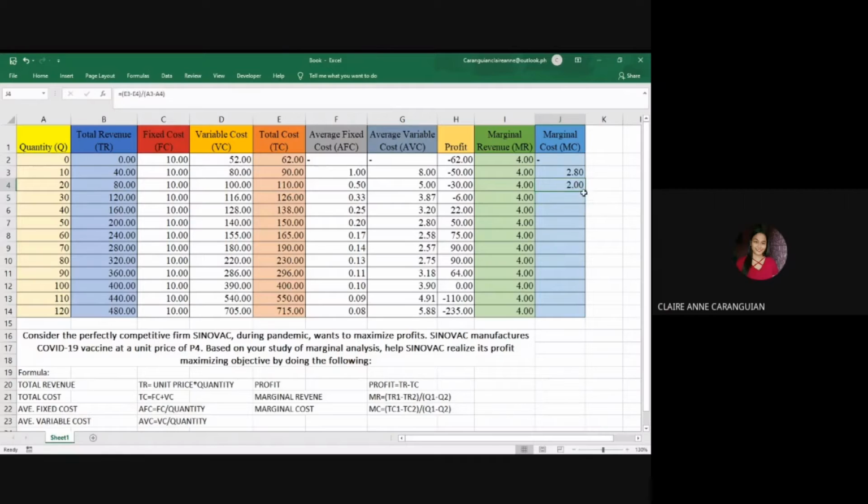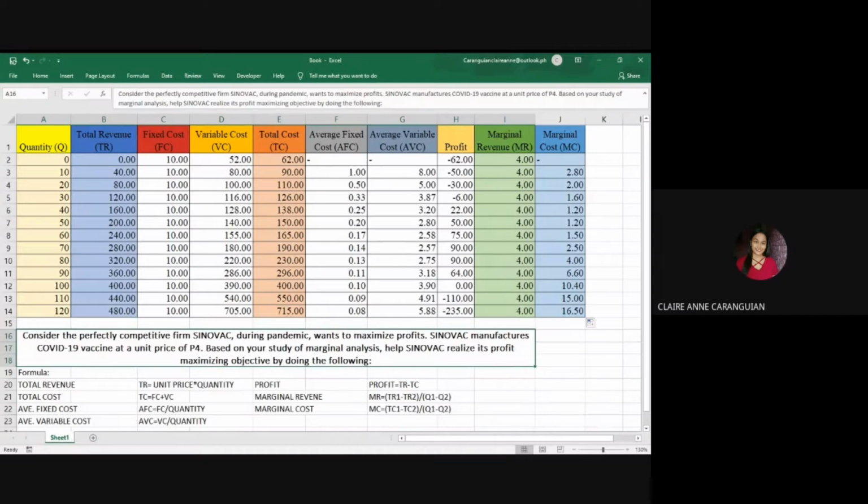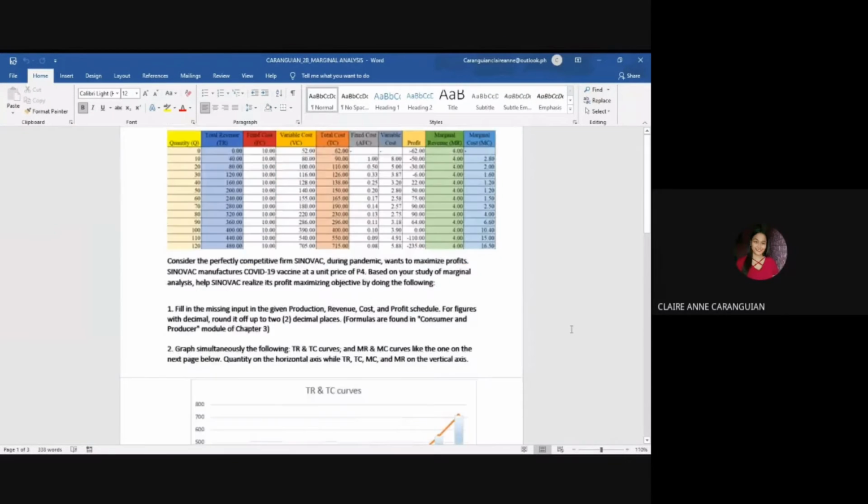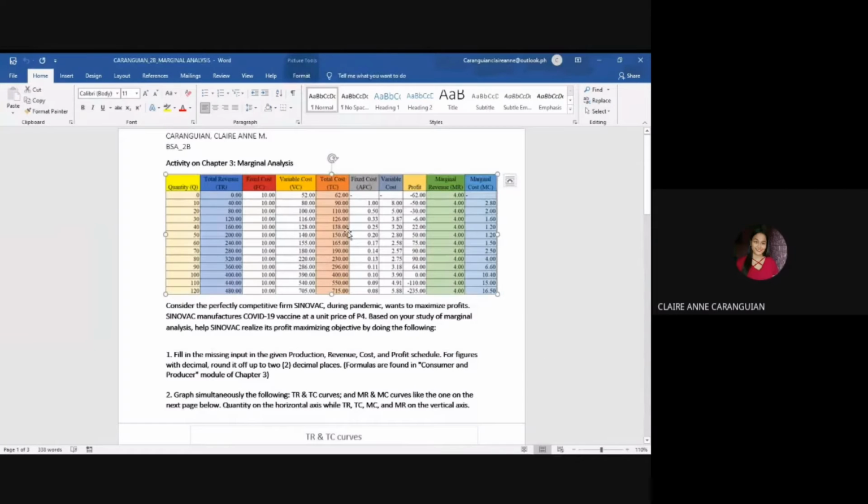So, same formula. This is the table already given. And the next is the activity. We just answer the table. Here, we copy paste our answers from Excel. The reason we used Excel is to show how we get these answers. Also, it is easier to use Excel than doing it manually. Just one formula, then bend it down.